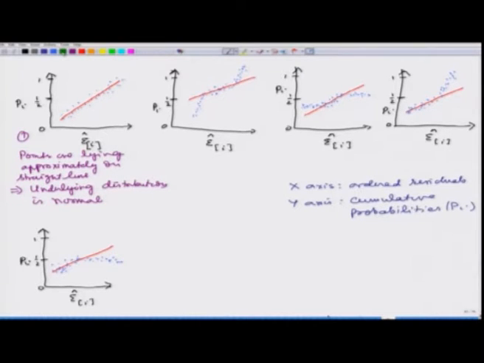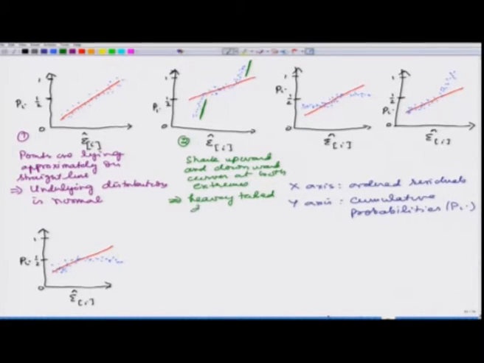Similarly, when we come to figure number 2, we can see that there is a sharp upward and downward curve at both extremes. You can see that on this extreme there is this sharp trend, and here another sharp trend. So this implies that the observations are coming from a distribution which has heavy tails, or a heavy tailed distribution.